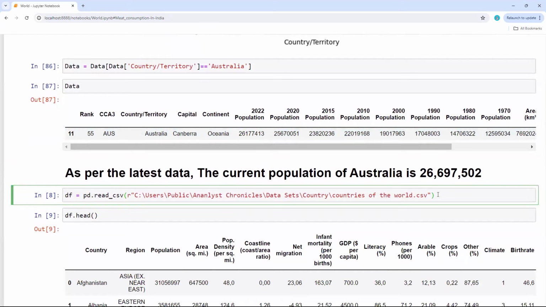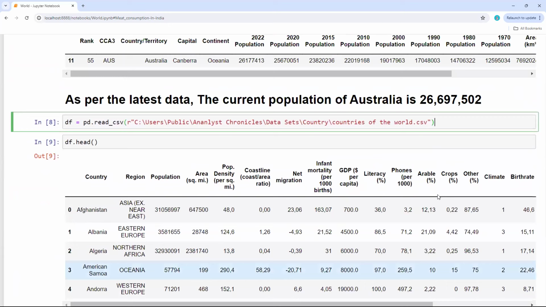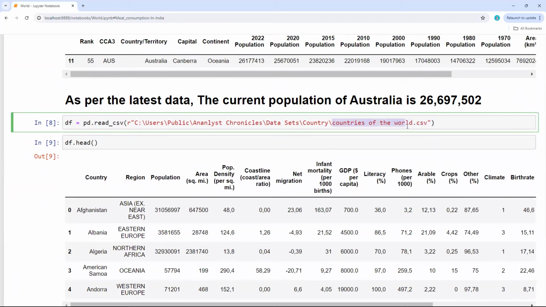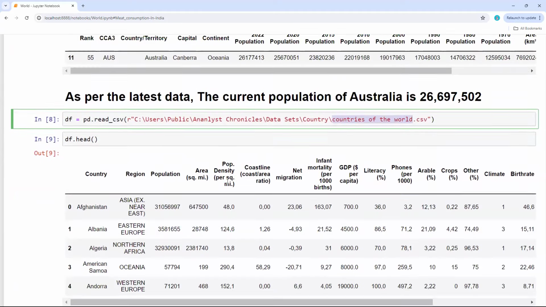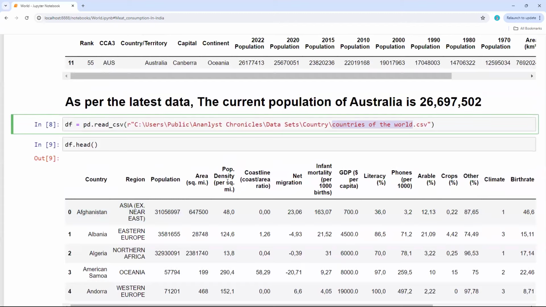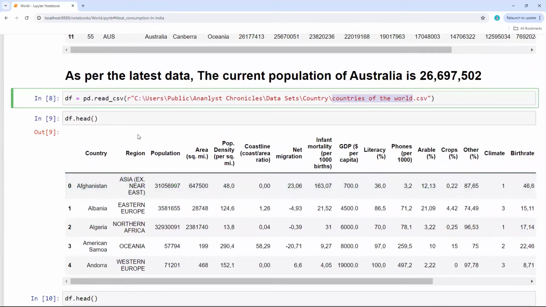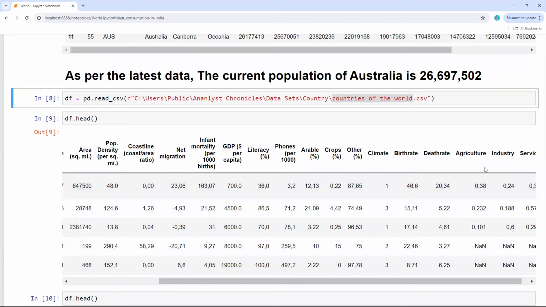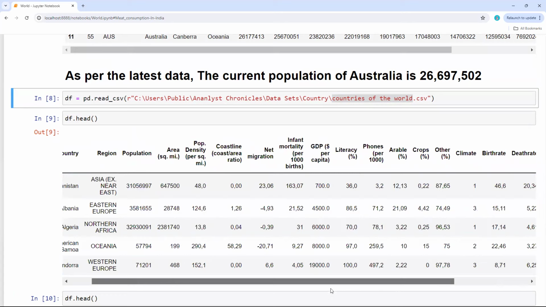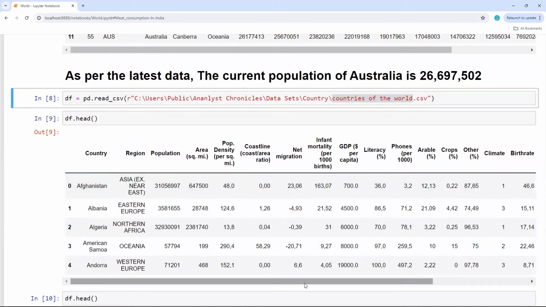If I wanted to look at similar data with a different data set, now I wanted to look at the countries of the world data set. This is also about the population, but we do have different columns which give different information. Like you can see it has GDP, GDP per capita, literacy rate, phones per thousand, arable, crops, and climate. We also have birth rate, death rate, agriculture, industry, service. In this data set, we can look at all these details. That is why I have loaded it.